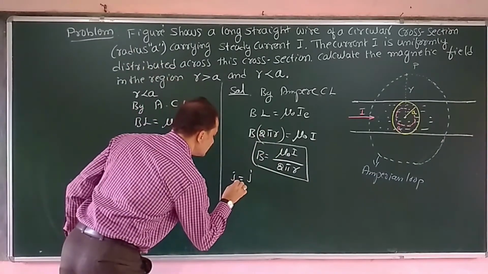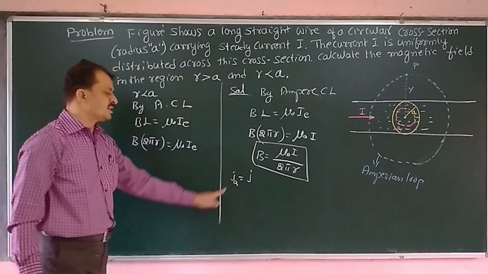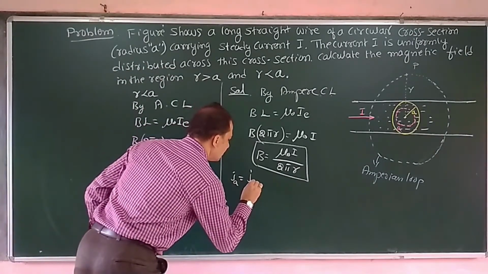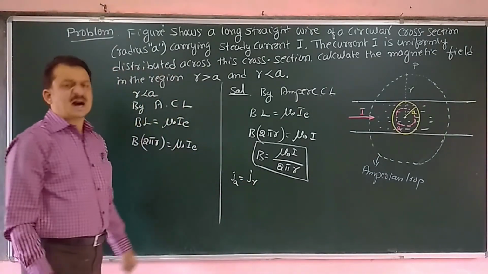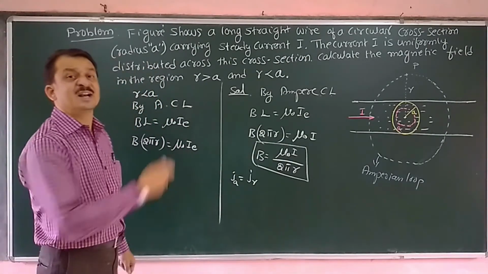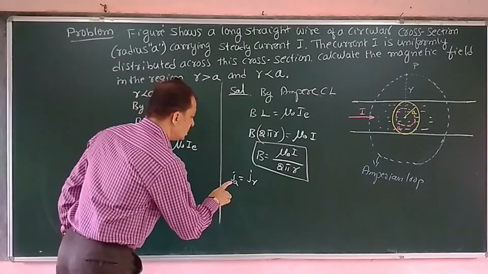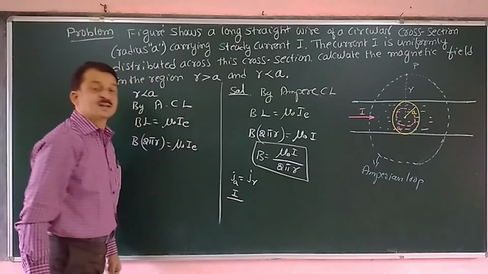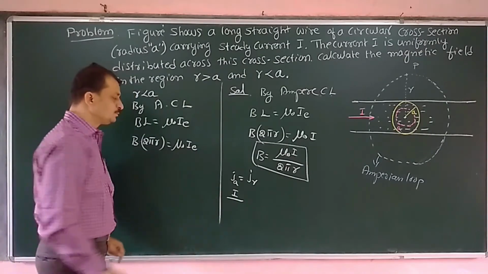That is, the current density for the entire conductor of radius a, and the current density for the Amperian loop of radius r, are the same. That is current per unit area. Now for the entire conductor, it is the total current I.